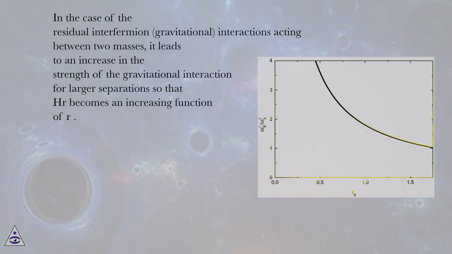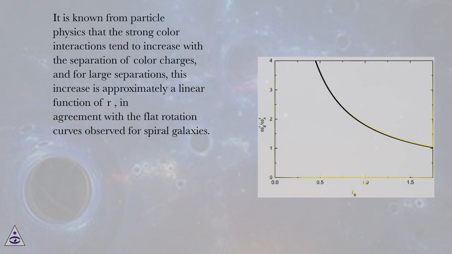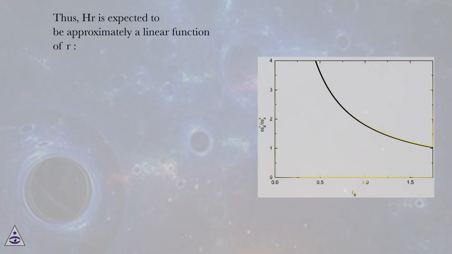In the case of the residual interfermion gravitational interactions acting between two masses, it leads to an increase in the strength of the gravitational interaction for larger separations, so that H(R) becomes an increasing function of R. It is known from particle physics that the strong color interactions tend to increase with the separation of color charges, and for large separations, this increase is approximately a linear function of R, in agreement with the flat rotation curves observed for spiral galaxies. Thus, H(R) is expected to be approximately a linear function of R.